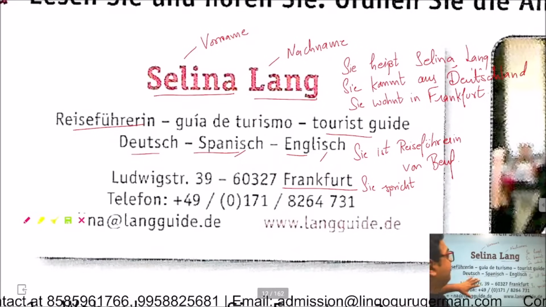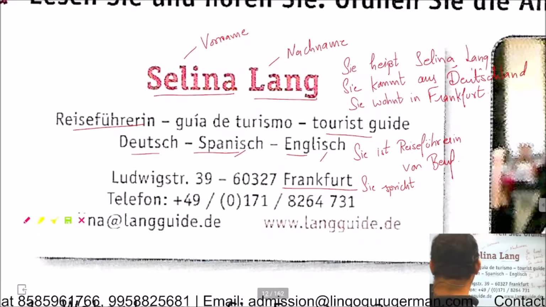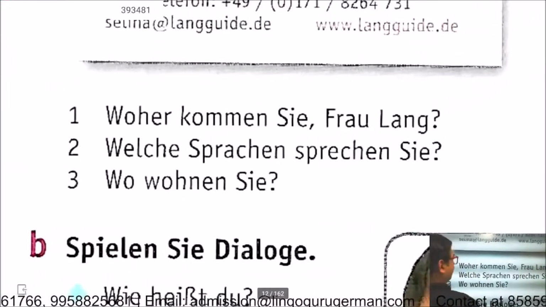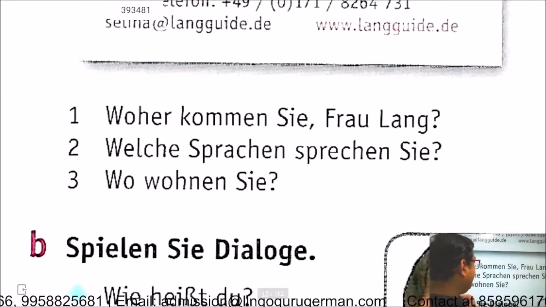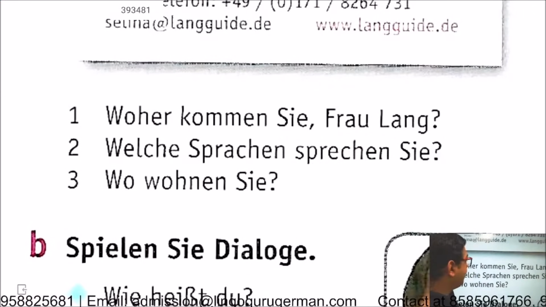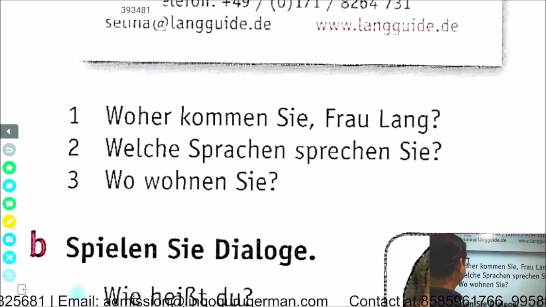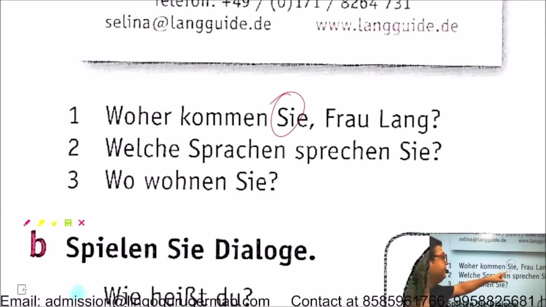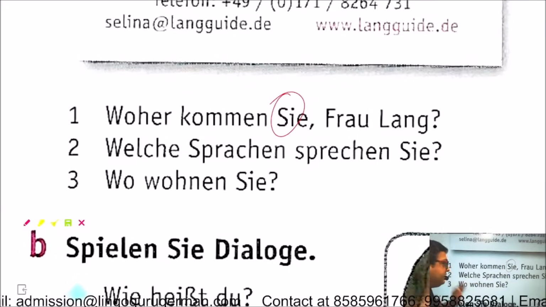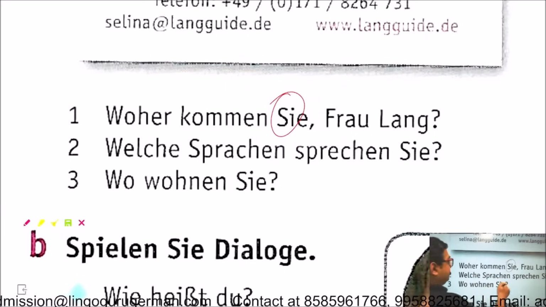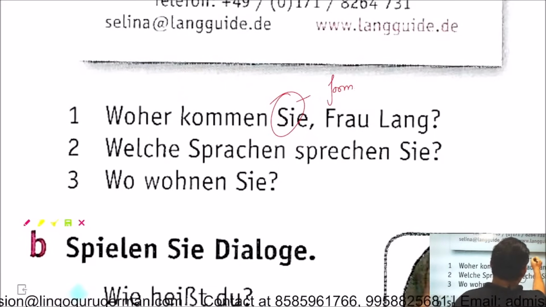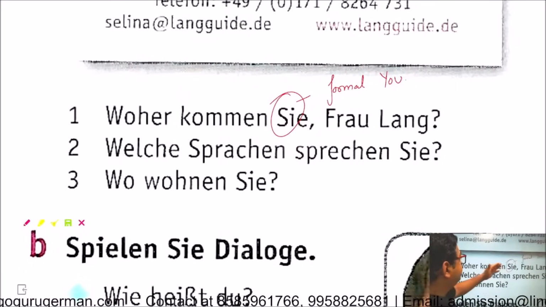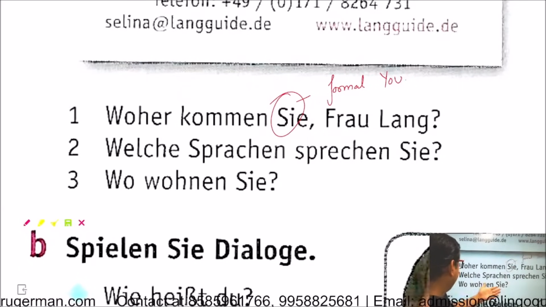Okay, these are the basic information which we extract from this particular one. Let's see. We have three questions here. Woher kommen Sie, Frau Lang? That's I am asking Frau Lang, woher kommen Sie? And the important thing is I am using the formal way. Whenever you see this S capital written anywhere in a sentence, it is referring to formal you. Formal you, always. We are going to learn when we do the personal pronoun. Woher kommen Sie, Frau Lang? Welche Sprachen sprechen Sie? Und wo wohnen Sie?